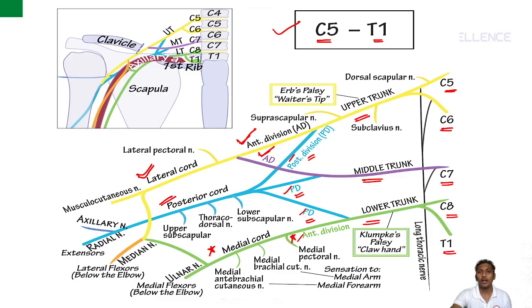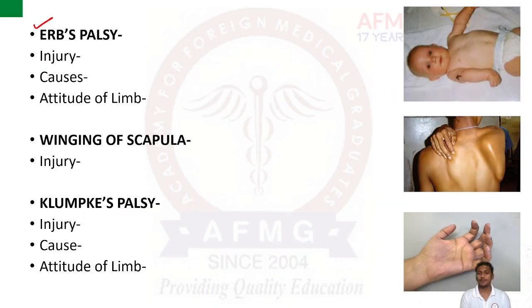If there is any injury to this Erb's point, there would be a lesion known as Erb's palsy. Erb's palsy is due to any lesion or injury to the Erb's point, which is located in the upper trunk. The root value of the upper trunk is C5 and C6, so any injury to C5 or C6 nerve roots at the Erb's point can lead to Erb's palsy.